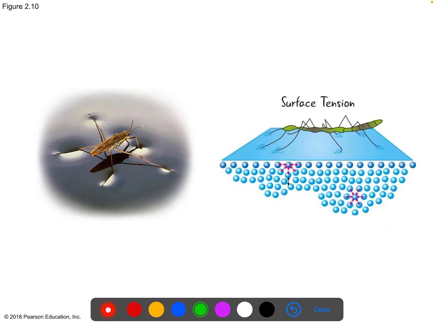This is what surface tension looks like here. You can see the water molecules are all attracted to each other, and they create this kind of horizontal force, almost like a buoyant force, which creates this skin effect on the water, which can hold things up like this water strider here. That's surface tension.